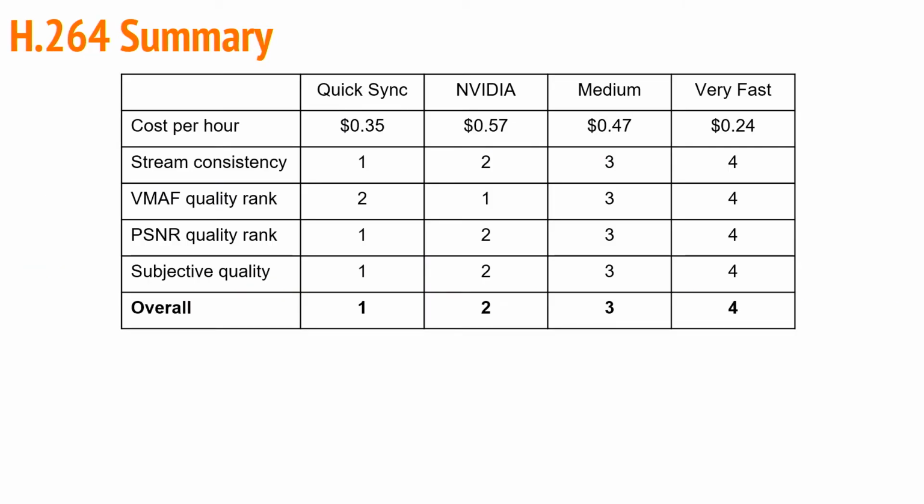So what did this add up to overall? Here we see the cost per hour on top, stream consistency we covered, VMAF quality rank and PSNR quality rank. Interesting that these two switched, but the numbers were pretty close anyway. And then subjective quality, we see 1, 2, 3, 4, probably not a surprise. This is an instance where the subjective quality was pretty close to what we found with the objective quality. Overall, you can rate these either way. QuickSync was a little bit less expensive than NVIDIA. Either of those solutions would be fine.